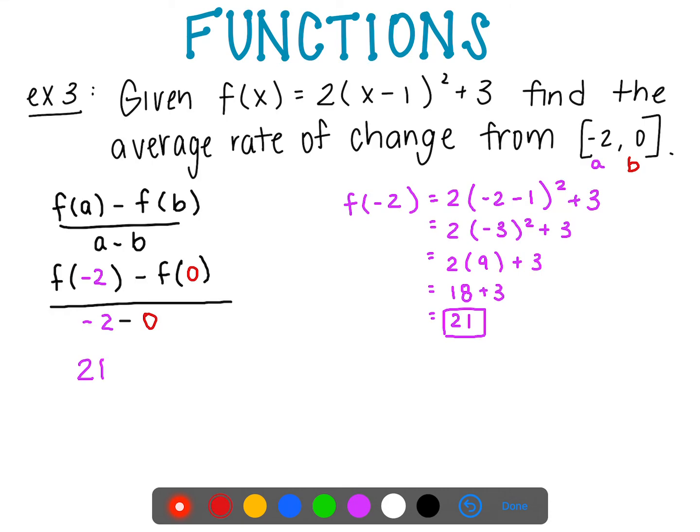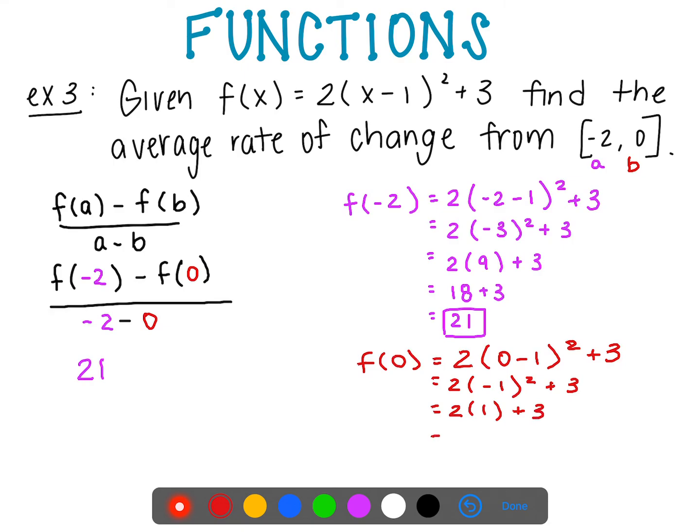I also have to find f of 0. So I'm going to do it all over again, but this time I'm going to have a 0. So then I do 0 minus 1, gives me -1 squared plus 3. -1 squared is just 1. 2 times 1 gives me 2 plus 3. So I get 5, which means in my equation now I have minus 5, and my denominator stays the same.